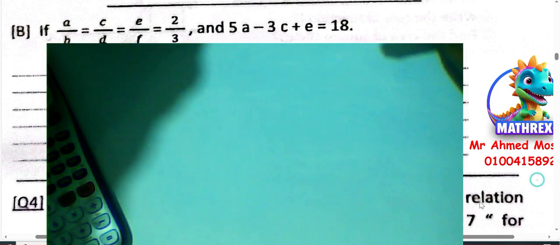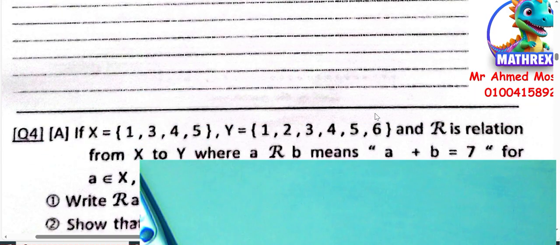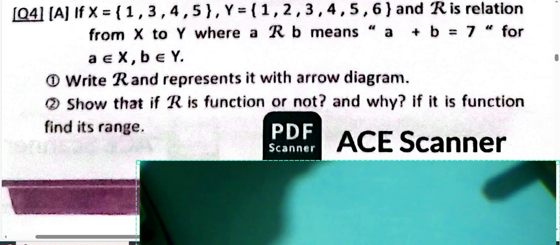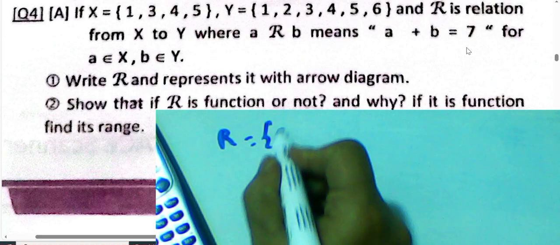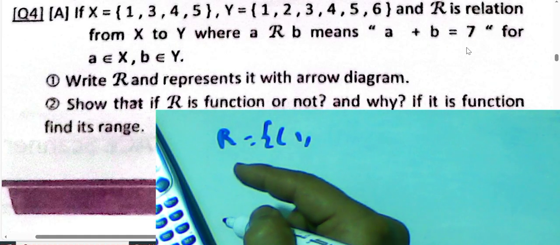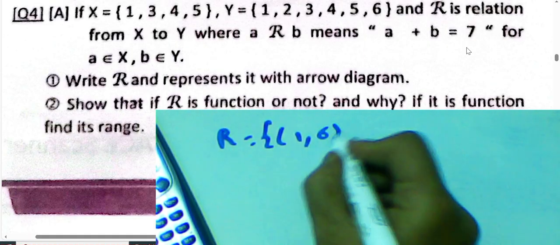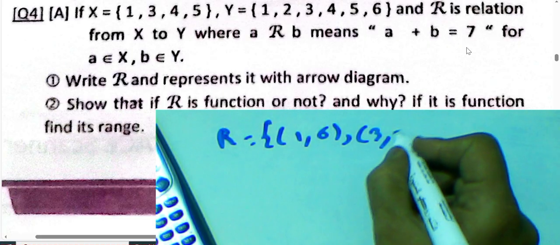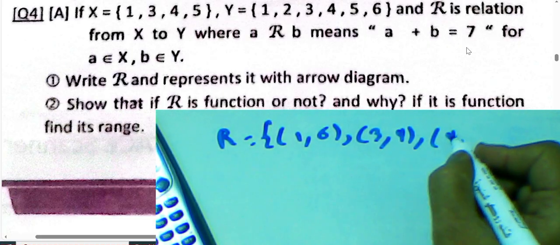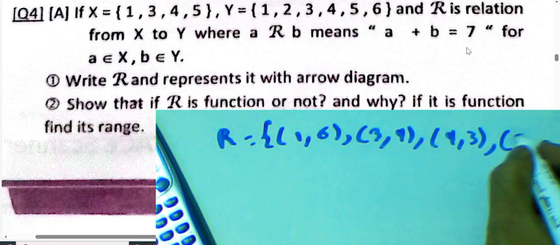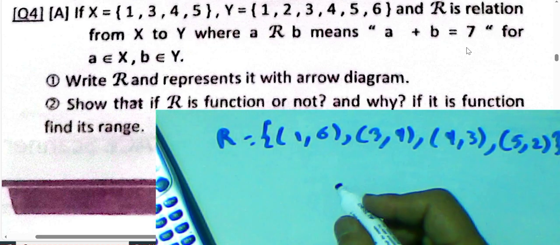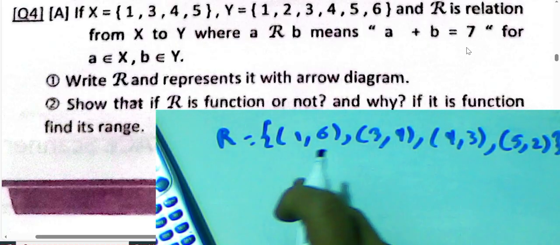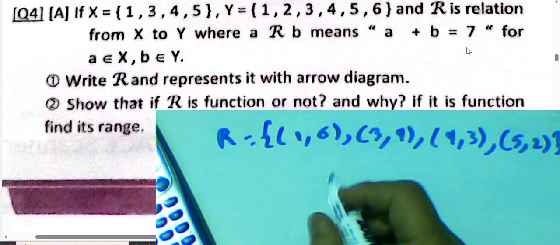Next question. Question number 4. We have a relation between A and B. It's meaning A plus B equals 7. Okay, we can find the relation here. Look at 1 from x plus 6 equals 7, and 3 here plus 4 equals 7, and 4 plus 3 equals 7, and 5 plus 2 equals 7. It's a relation. Is it a function or not? Yes, it's a function because each element of x has one image in y.